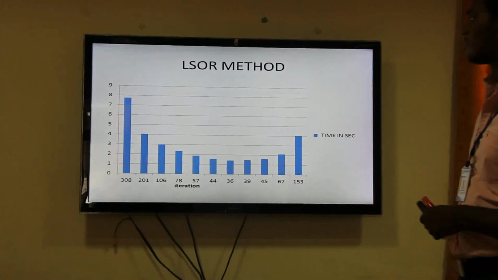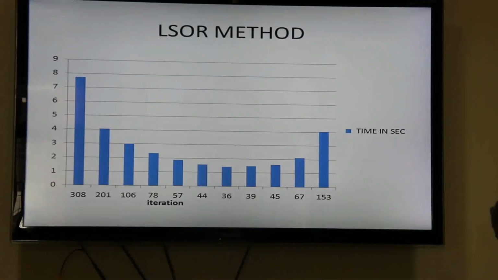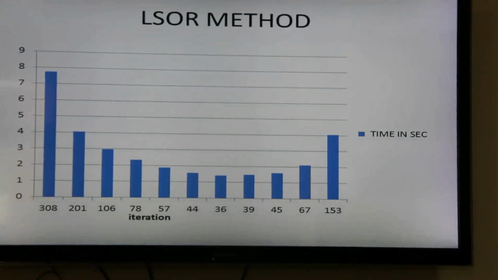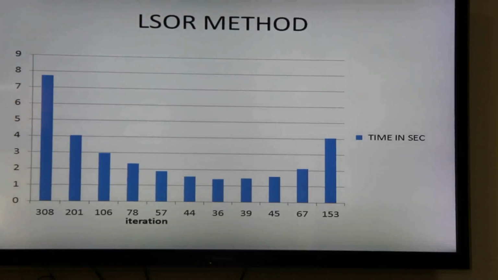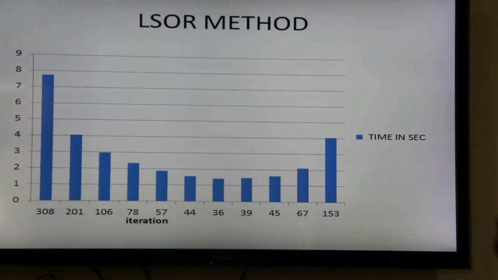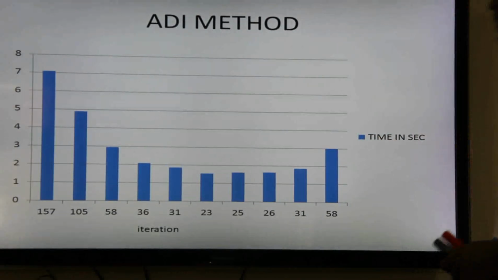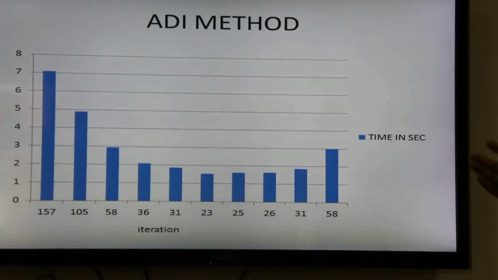And like LSR also, when the iteration varies, definitely our time also varies. So here the noted thing is which one has the minimum iteration: 36. At least it consumes 1.5 or 1.2 seconds. And 308 iterations reach 5.5 seconds. And like that, the alternate direction implicit scheme is also good.